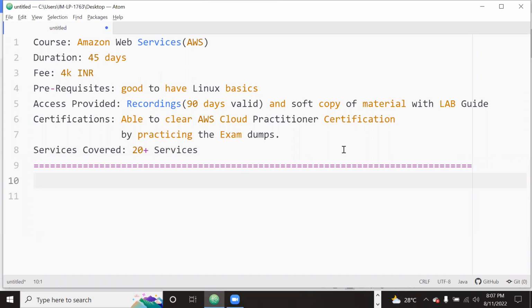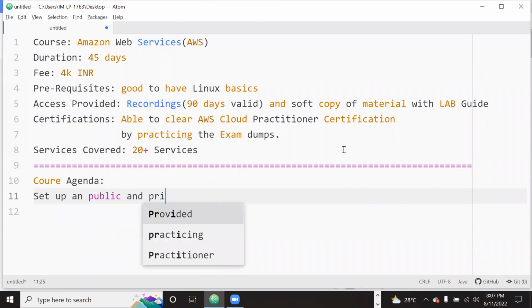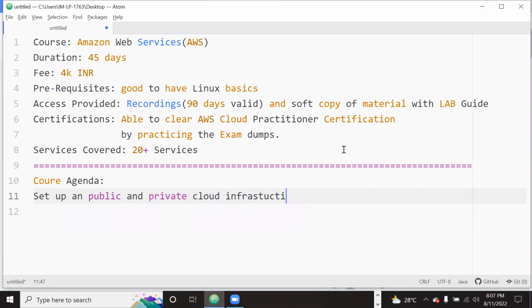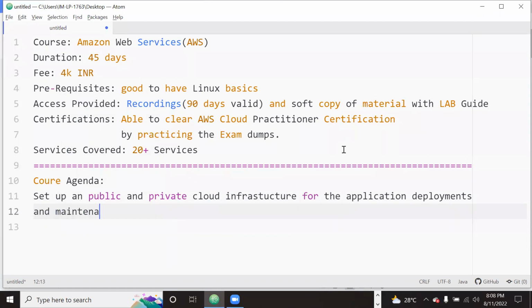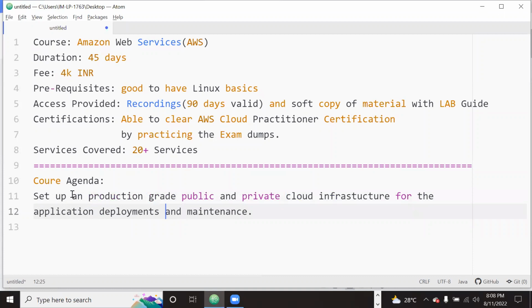So what is the course agenda? The course agenda is to set up a production grade public and private cloud infrastructure for the application deployments and maintenance.